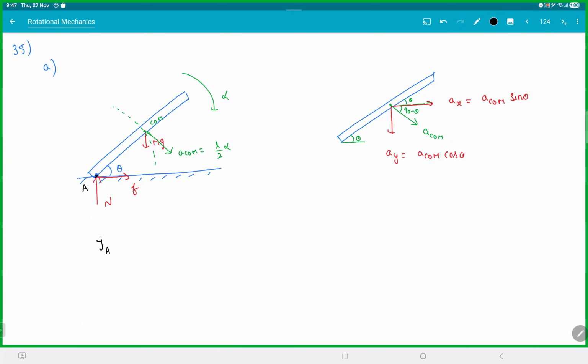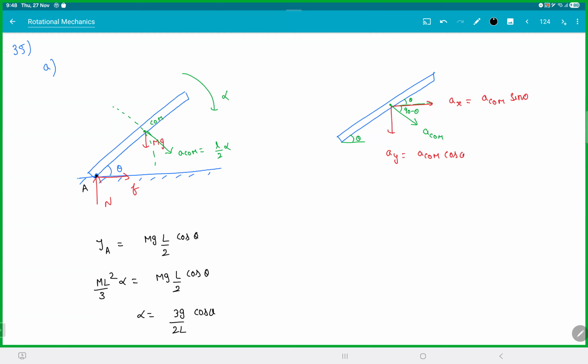So torque about A, torque due to N is 0, torque due to F is 0, only mg's torque will be there, mg L by 2 cos theta. And we know torque about the end will be I alpha, which is ml square by 3 alpha. There, you get it in one step if you just want alpha. And this was the main question.